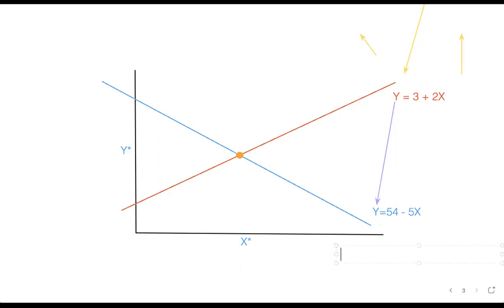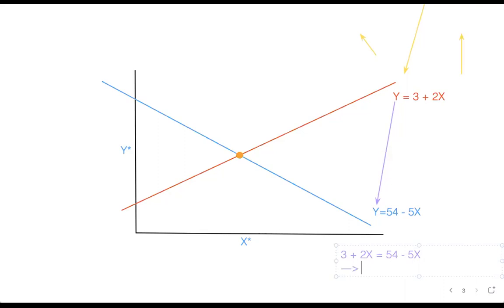So then I would get 3 plus, and maybe I can do even better here. Let's try to do it in purple. 3 plus 2x is equal to 54 minus 5x. Okay. And now I have one equation in one unknown, not two equations in two unknowns. The two unknowns would be X and Y. Now I just have one equation in X alone, and I can solve for X.